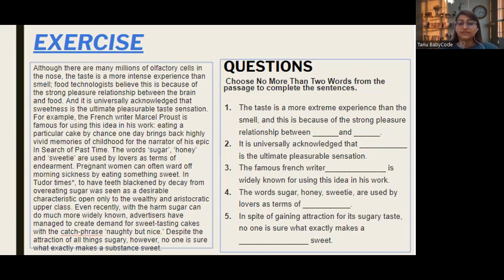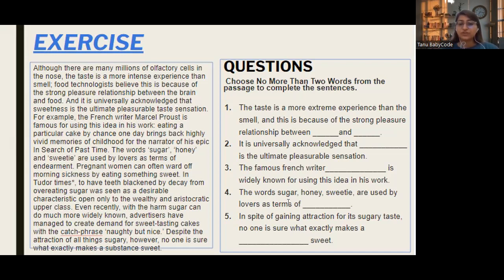Third one, the famous French writer Dash is widely known for using this idea in his work. So, famous French writer, for example, the writer Marcel Proust is famous for using this idea in his work. So, here is the name of the writer. You can write it as your answer.